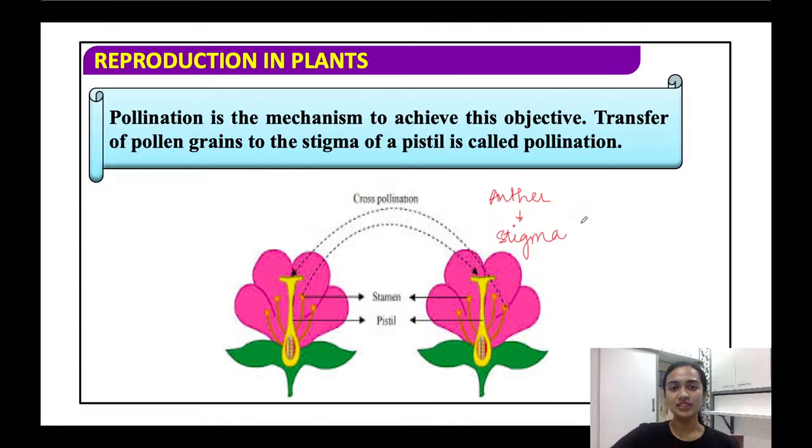Now, when pollination happens between two different flowers, like from this anther, the male goes and pollinates this flower. This is the female part here, this is the male. So when the pollen grains move from here and pollinate this flower, this is cross pollination. It can be done in a single flower also, or in the same plant also. We will study this in detail.